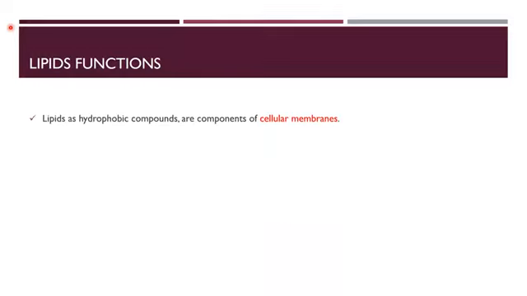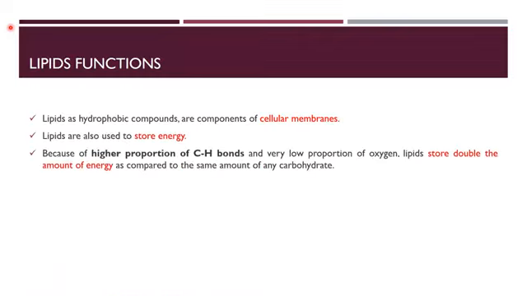Now, functions of the lipids. Lipids are parts of cellular membranes, and they store energy. Lipids actually store double the amount of energy than carbohydrates. Why? Because in carbohydrates you have observed that there are a lot of hydroxyl groups, because carbohydrates are hydrated carbons. But here those hydroxyl groups are fewer and the proportion of carbon hydrogen bonds is higher. That's why lipids store double the amount of energy than carbohydrates.